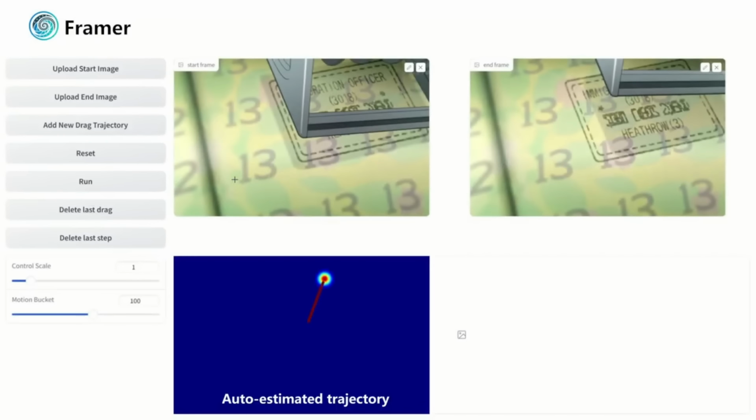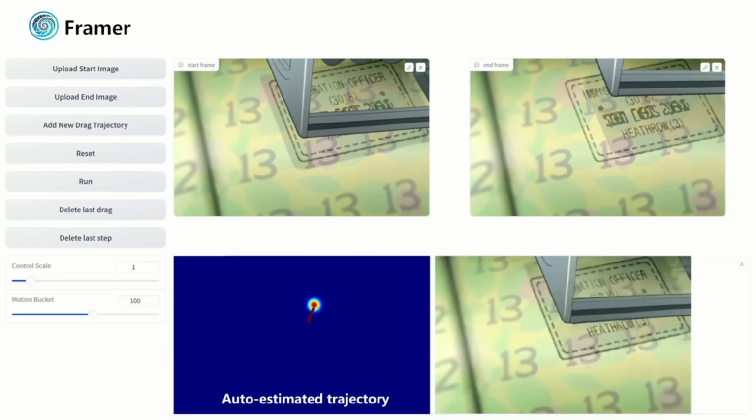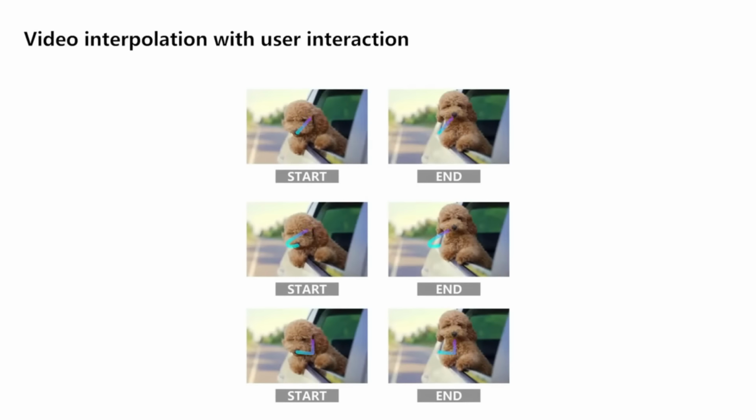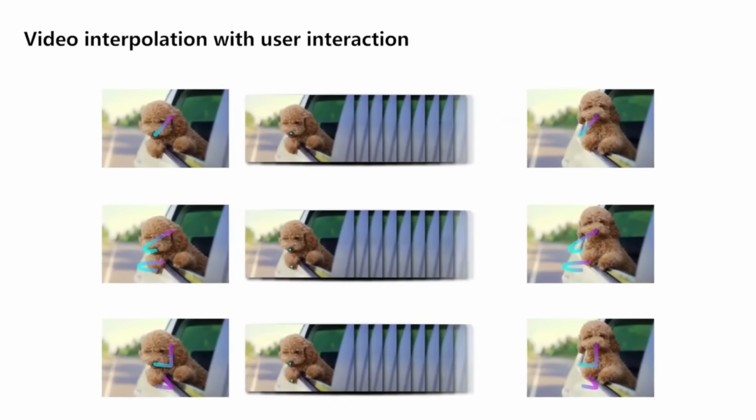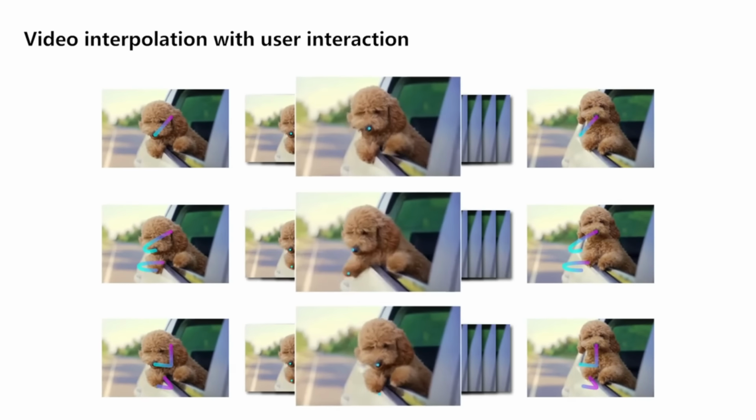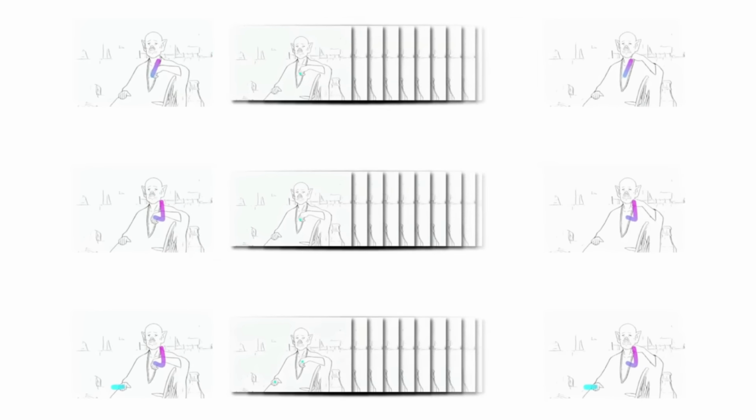And not only that, but if you don't draw any trajectories, it can also just auto-interpolate the action for you, as you can see here. So it's not necessary to manually draw out a path. Here are a few more examples where if you draw different trajectories, you can see how the interpolation is slightly different for these generations, even though it uses the same start and end frame.